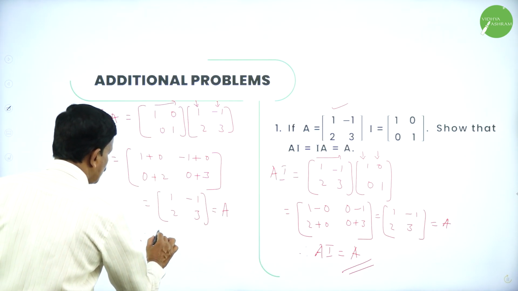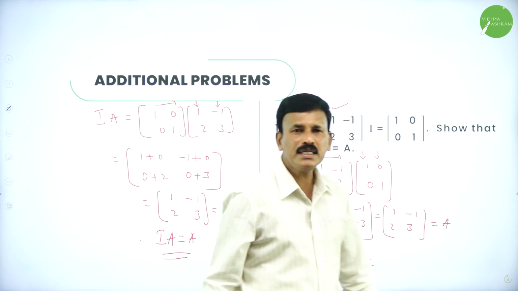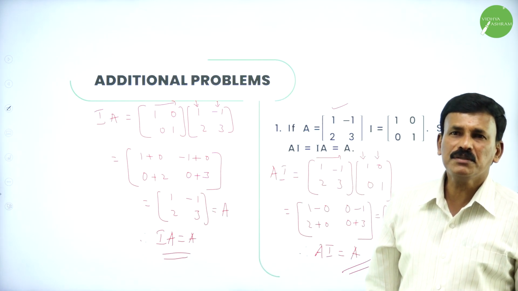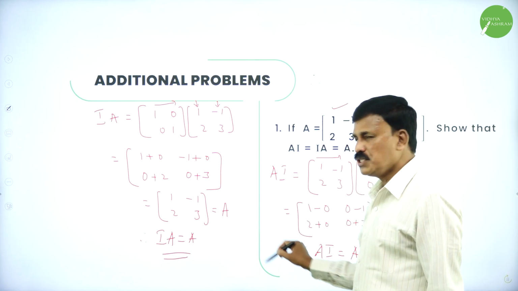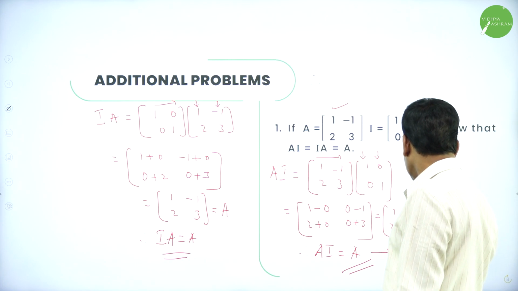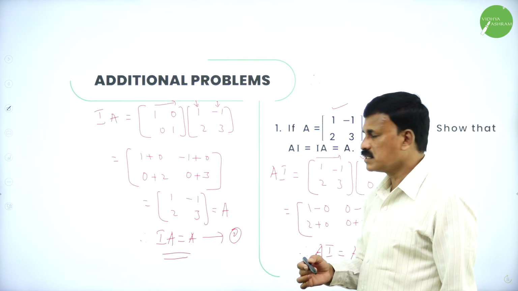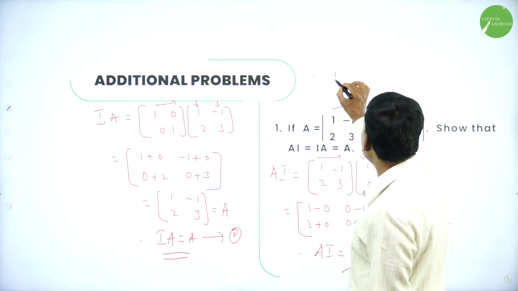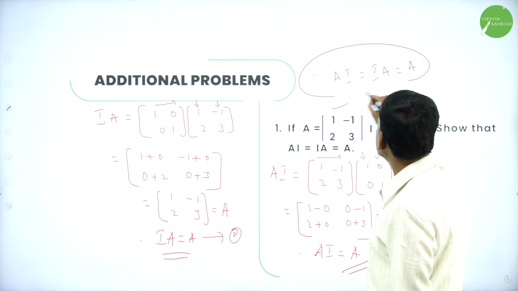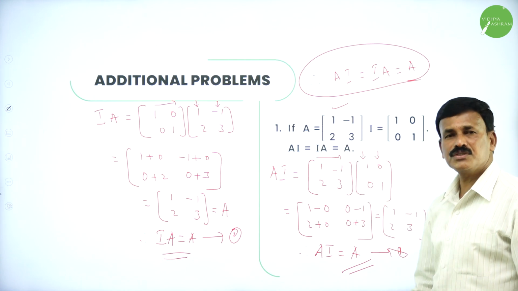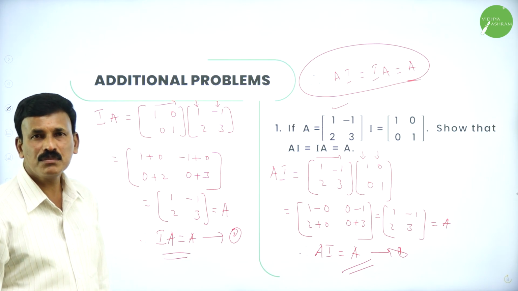Therefore, I into A is equal to A. So that means, if you multiply any matrix with an identity matrix, or identity matrix with any matrix of the same order, you will get the same matrix. So from these two equations, equation 1 and equation 2, we can conclude that A into I is equal to I into A, which is always equal to A. So A into I is equal to I into A is equal to A.